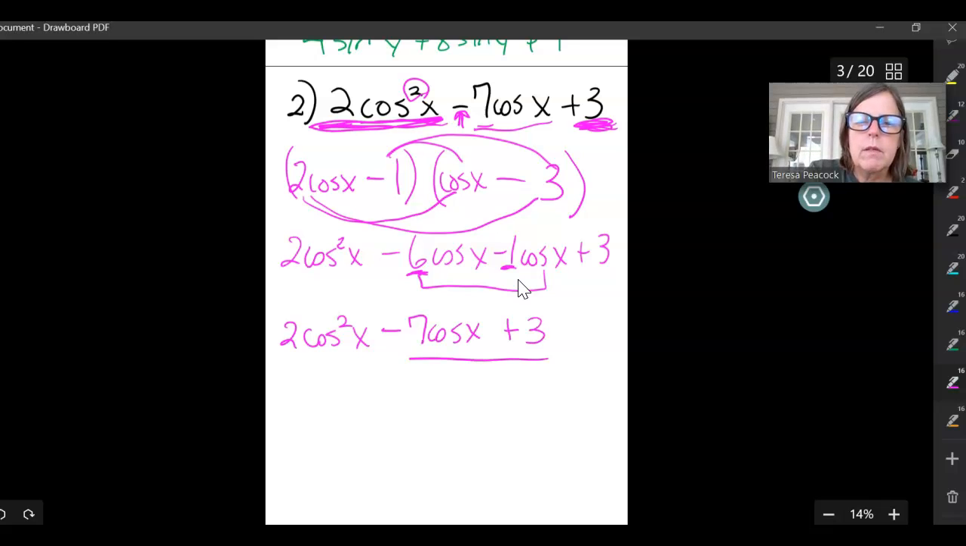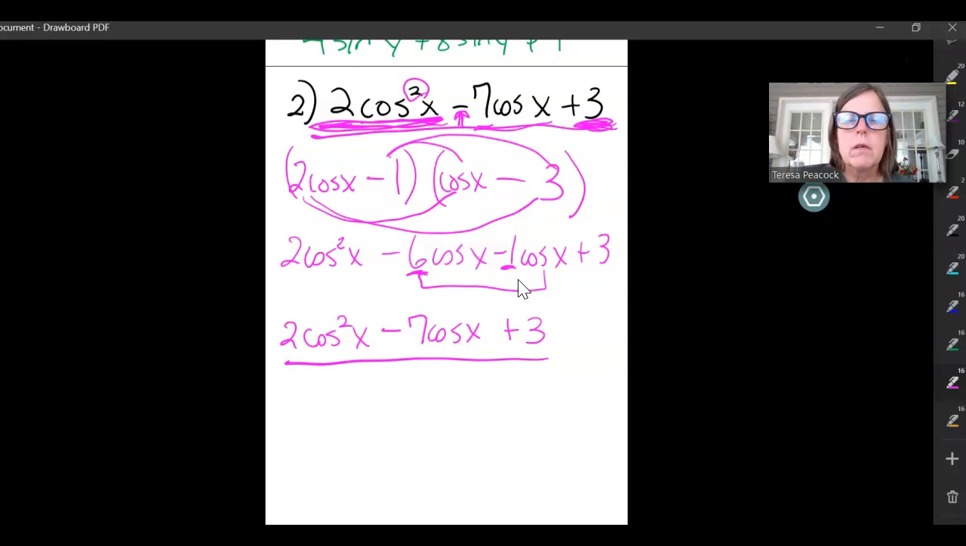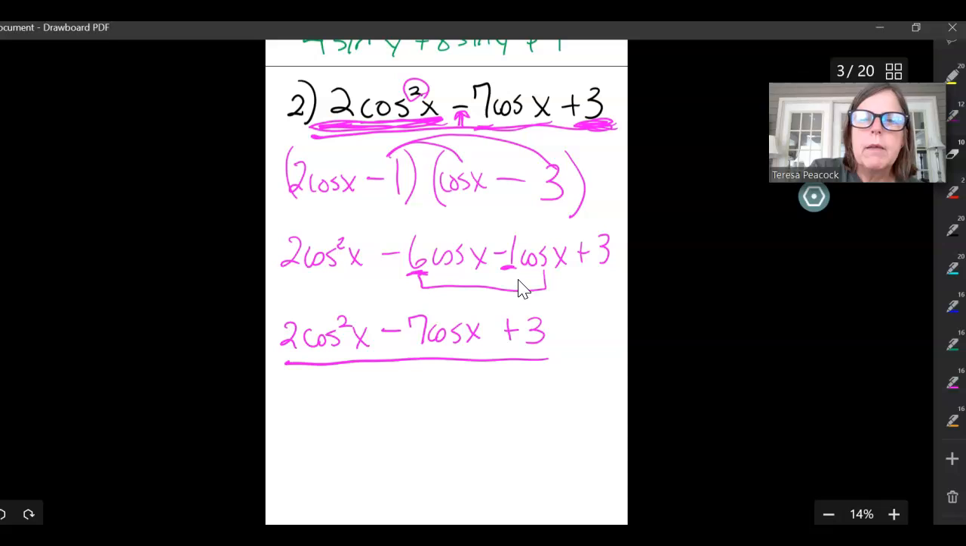And then you want to see, is that the same thing that you had up here? And yes, it is. So I got lucky. If that did not work out, I would probably put the 3 on the first parenthesis and the 1 on the second one to see if that would work. So that's the process. Some people are quicker at it than others, but basically this is my answer right here that I'm highlighting in blue.